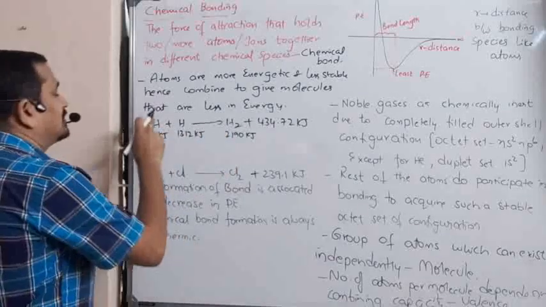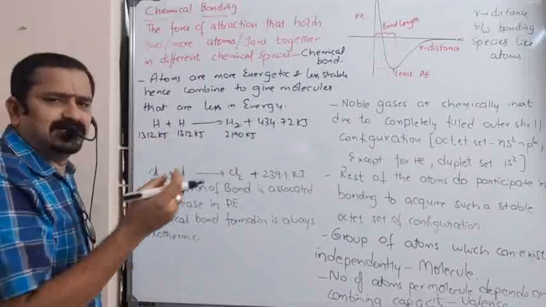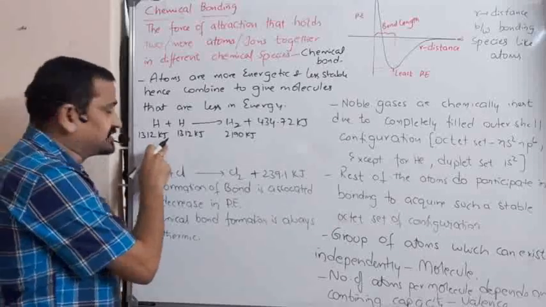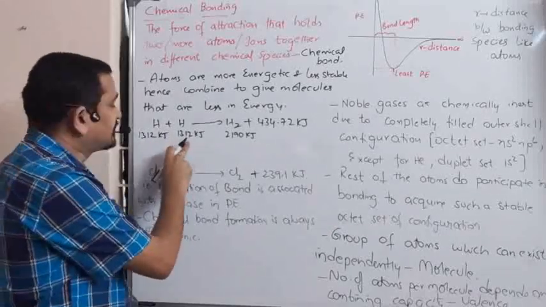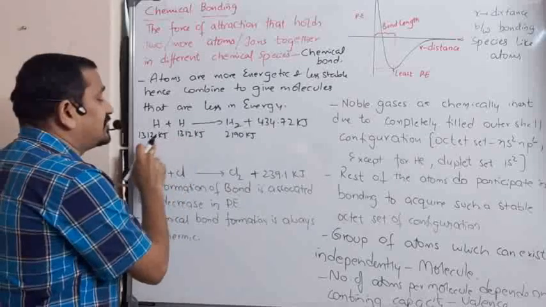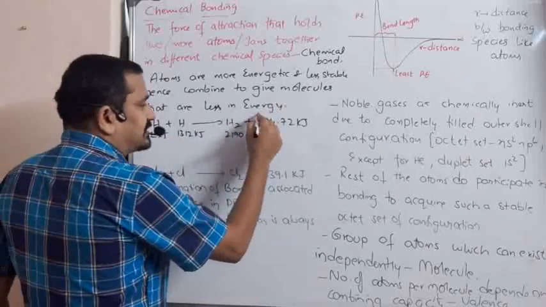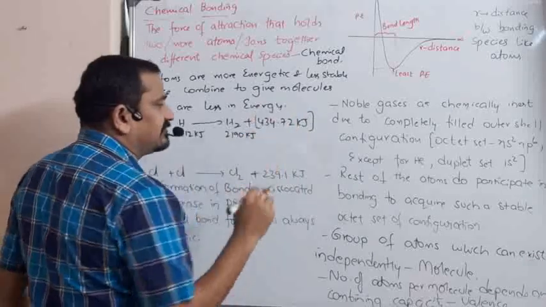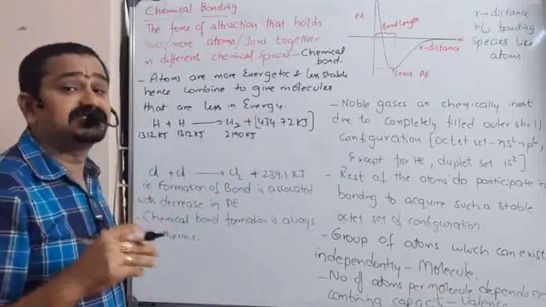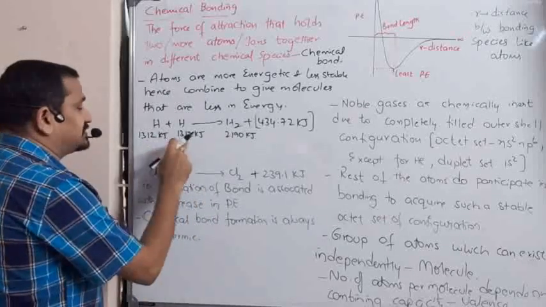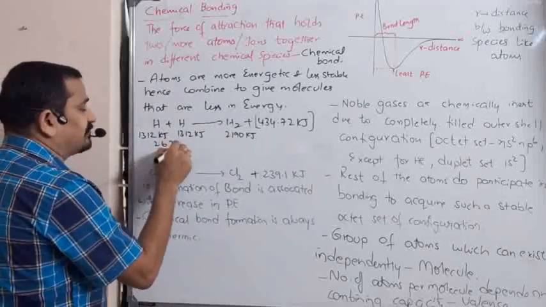For example, take hydrogen atom's energy, some rough value: 1312 kilojoules for each hydrogen. When these two hydrogen atoms combine with one another to give H2 molecule, it was noticed that 434.72 kilojoules energy is getting released. Actually, the summation of these two energies is 2624 kilojoules.